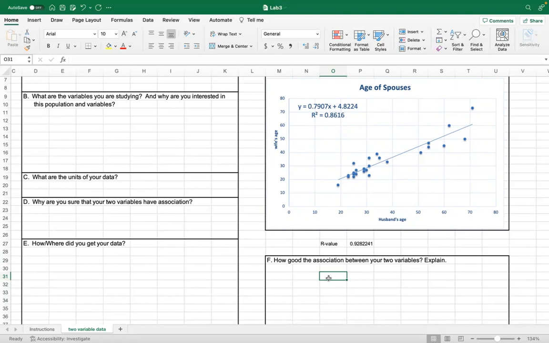Right, that's it for the lab. Any questions? My question would be, again, I don't understand why you would put the wife's on the vertical and the husband's on the horizontal, as opposed to doing it the other way.